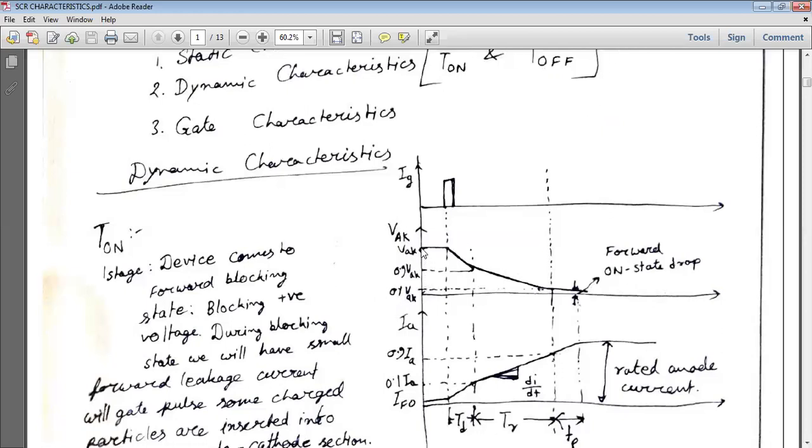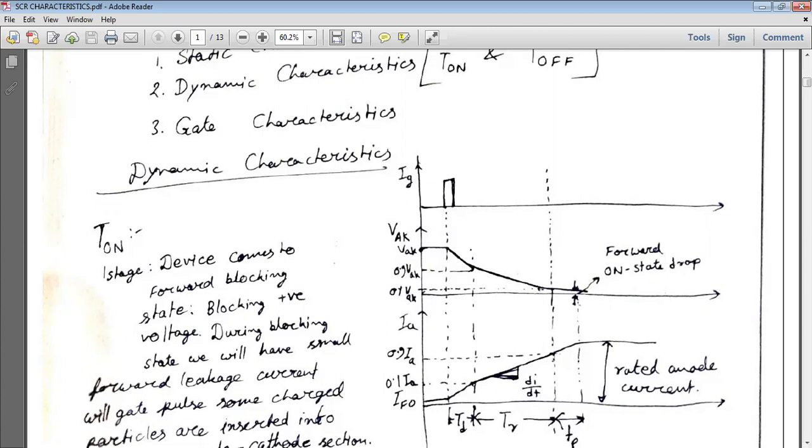So you can see that this is the forward blocking state. When the gate pulse is given, it starts conducting, but since it is a charging device or capacitive device, it takes some time to get charged. So this is the time from this blocking state to this portion. This time is called TD or delay time, which is the time to reach 10% of its rated anode current conduction. This is the rated anode current, this portion, this is the anode current.